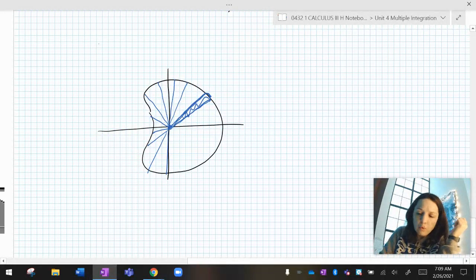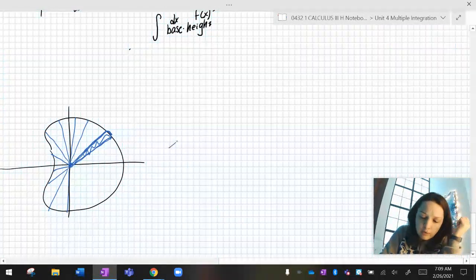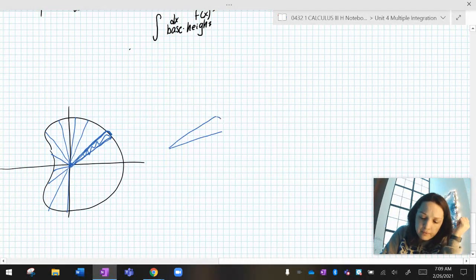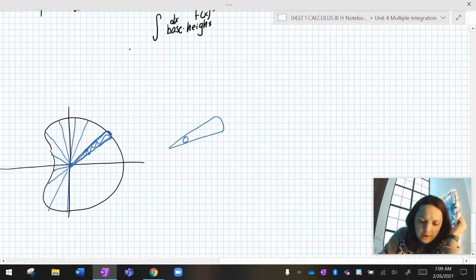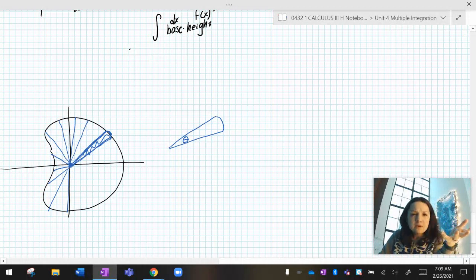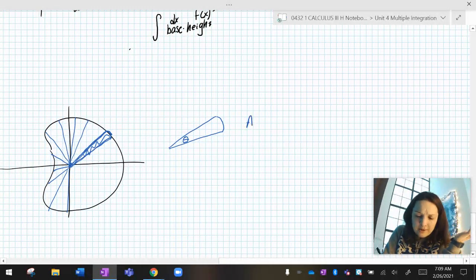Now I need some kind of generic formula for the area of a section that looks like this. Well, if I look at that, I'm going to pull it out and enlarge it. Doesn't that really look like a portion of a circle, where I would know what this angle is, and that's a piece of a circle? So a circle has an area of pi r squared.